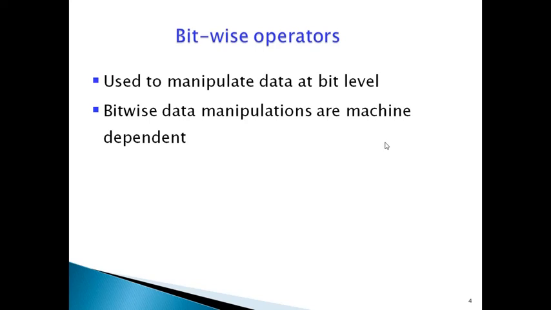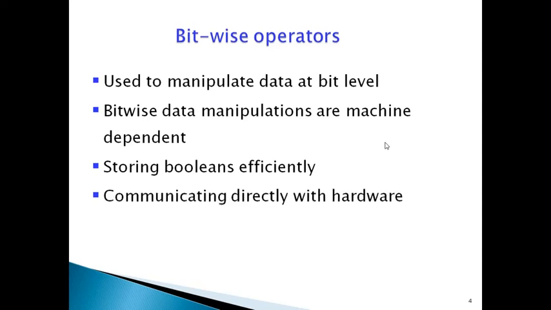Bitwise data manipulations are machine dependent, because some of the machines accept 16-bit word length, some of the machines accept 32-bit word length. That's why it is machine dependent. Storing booleans efficiently, we can store the data efficiently. Communicating directly with the hardware.